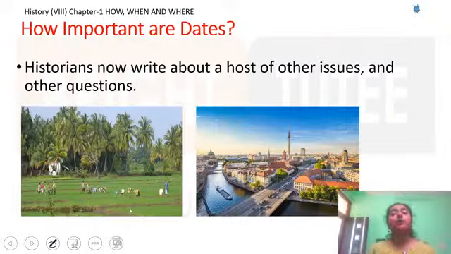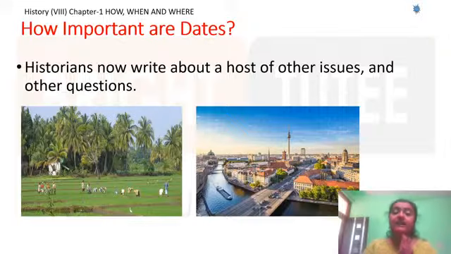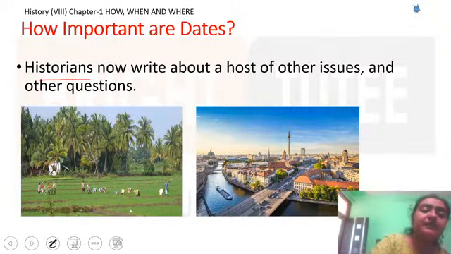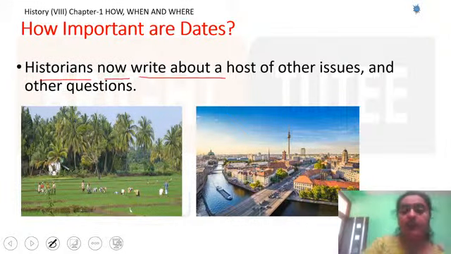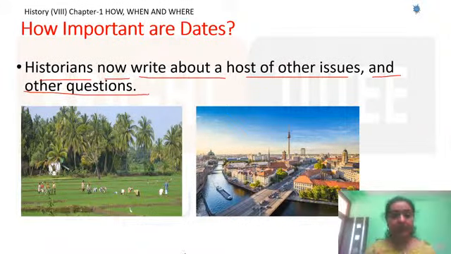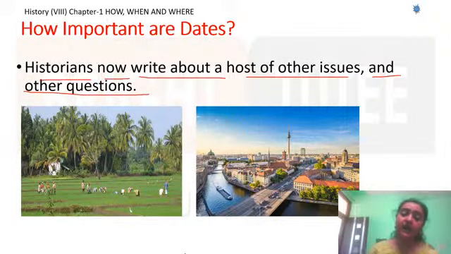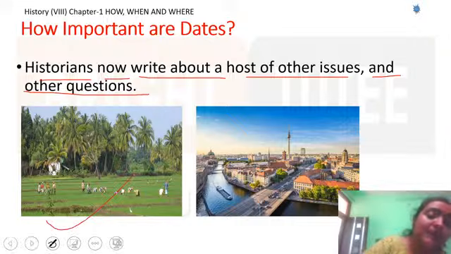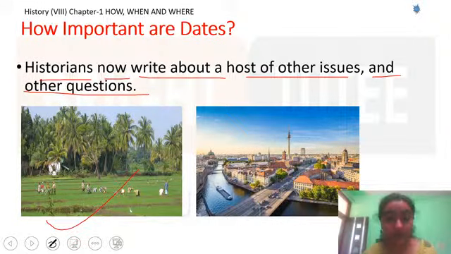So what kind of history are historians writing nowadays? What is the changing conception of history? What is the shift? Historians now write about a host of other issues and other questions. And what are the other issues we are talking about? The other issues are how people have earned their livelihood.